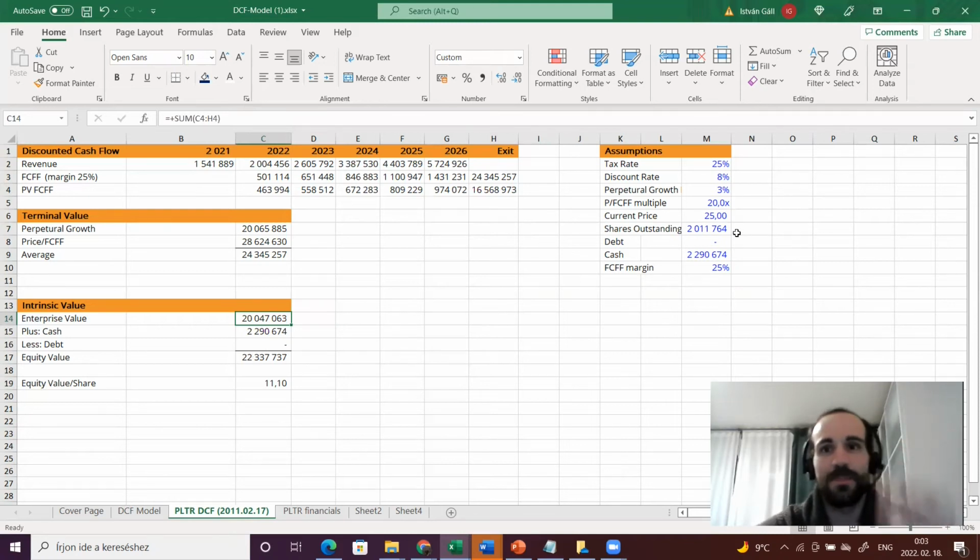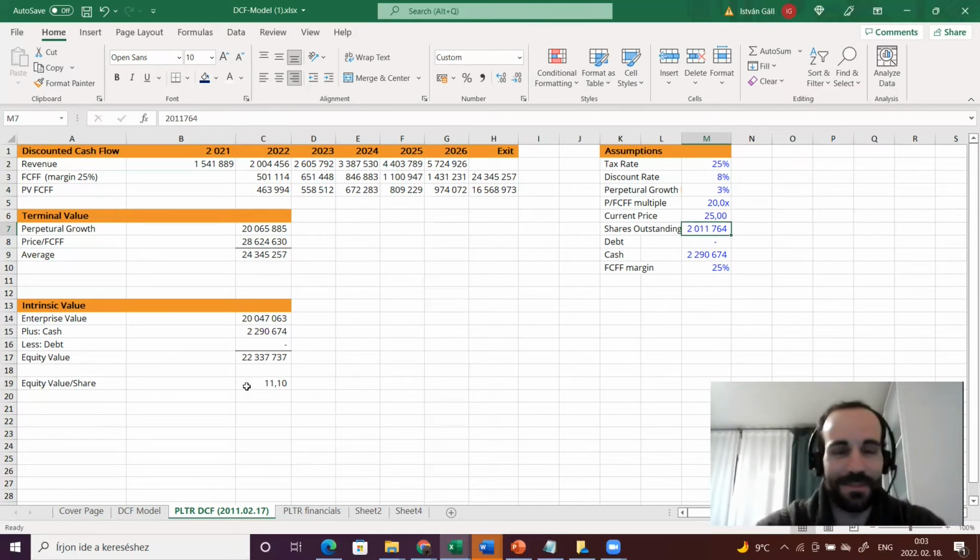For this one, we need to get the number of shares outstanding. Currently, and this is also taken from the Q4 earnings report, the number of shares outstanding is slightly above 2 billion shares. So if we divide the equity value by the number of shares outstanding, we get the equity value per share. This is the fair intrinsic value of a Palantir share.